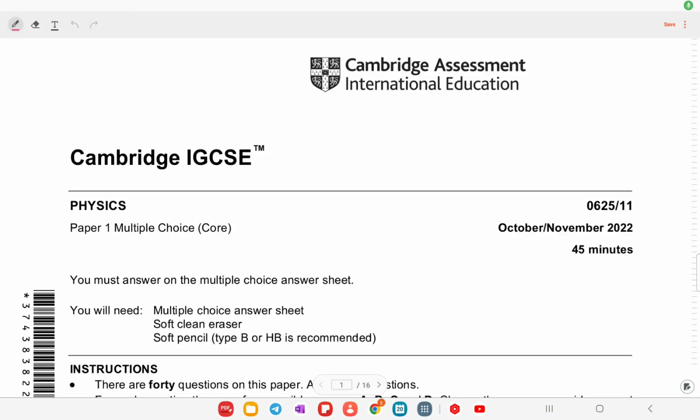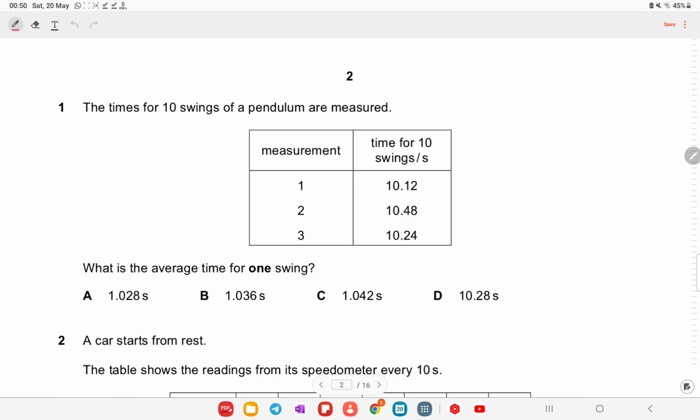We are going to start off with Cambridge IGCSE Paper 1 multiple choice, and this is a core paper. The variant for this paper is 0625/11, and again it's an October/November 2022 paper. Let's start off with question number 1.